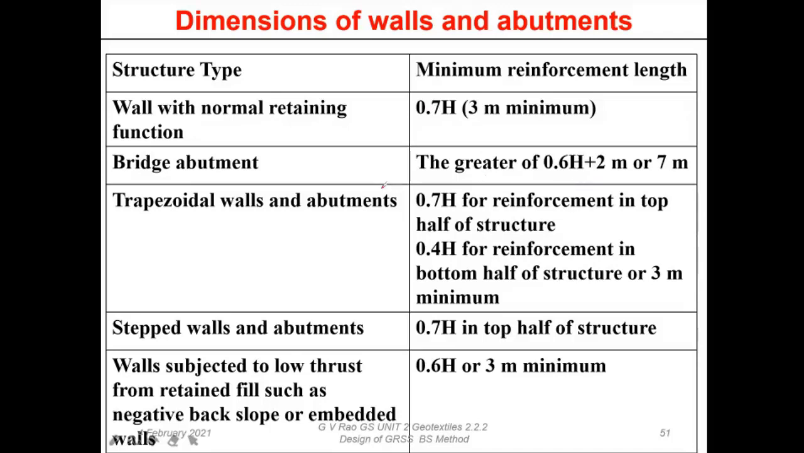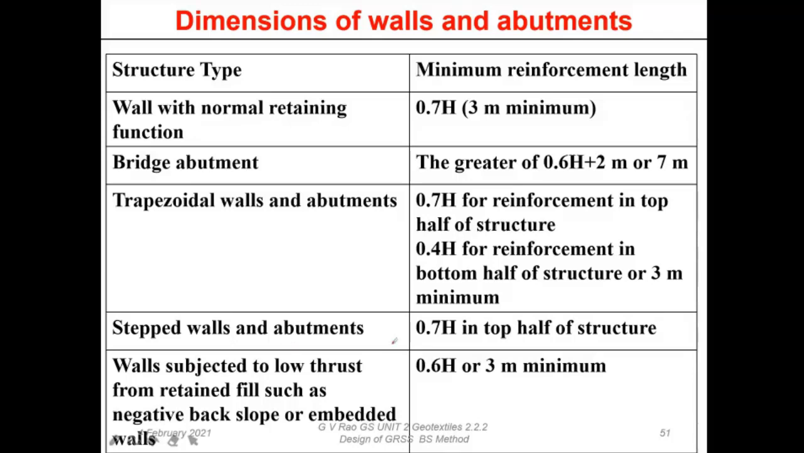Then for other kinds of walls, the ones we saw yesterday, in the top half we are going to have a length of 0.7 h. In the bottom half, we can have 0.4 h. Why? In a trapezoid wall, at the bottom we are going to have less length because of the hilly nature, and we can't have that much length. So the minimum length required at the bottom is 0.4 h, and at the top of the structure it is 0.7 h.